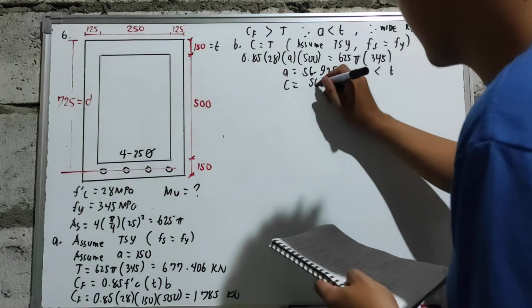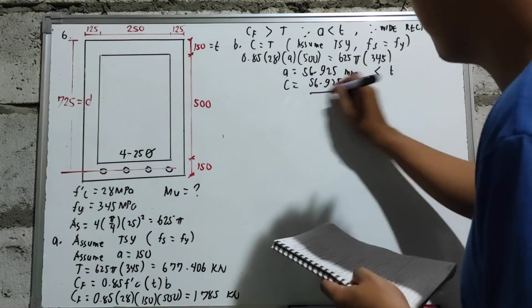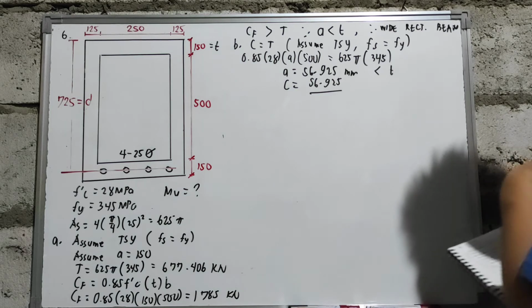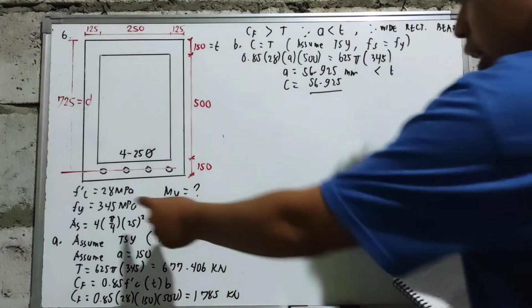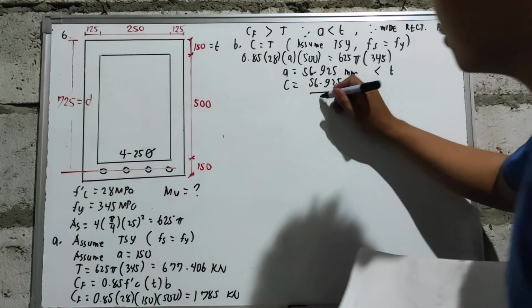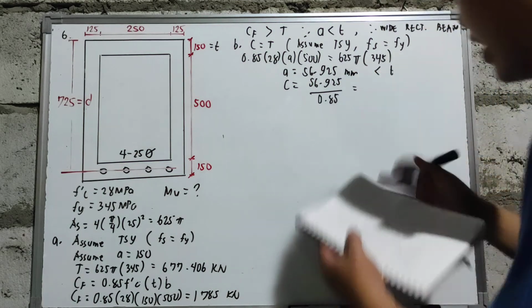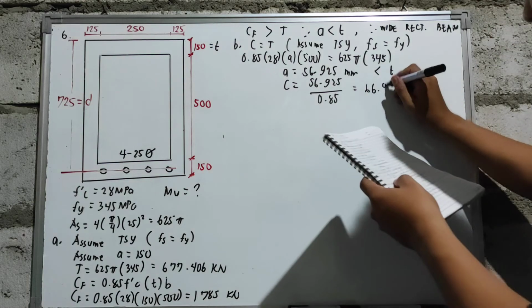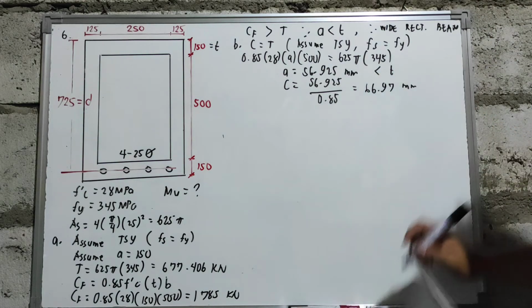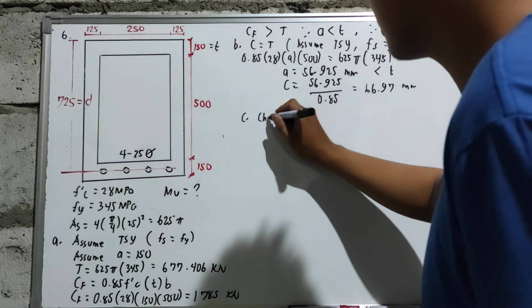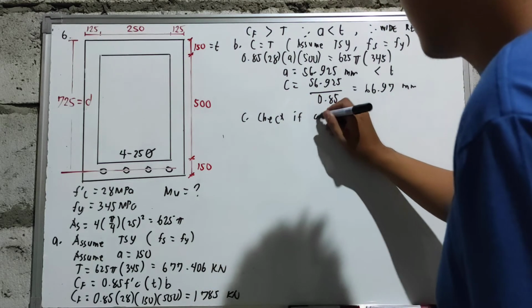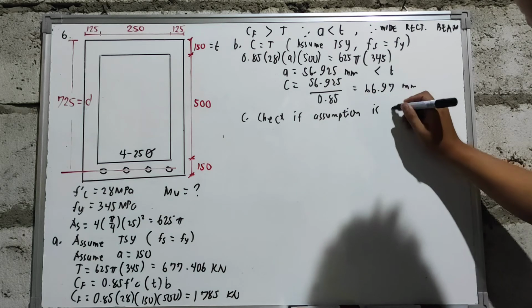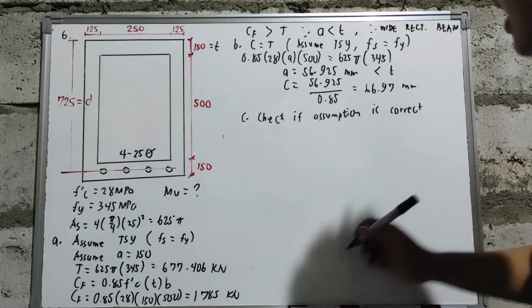So, let's now compute for the value of your C. That is yung A natin divided by the beta. Since yung NSCP 2015 yung gagamitin natin, limiting factor that is 28, sakto lang. So, yung beta natin that is 0.85. So, the value of your C is now equal to 66.97 mm. So, after that, we're going to check if assumption is correct. So, paano natin gagawin yon?